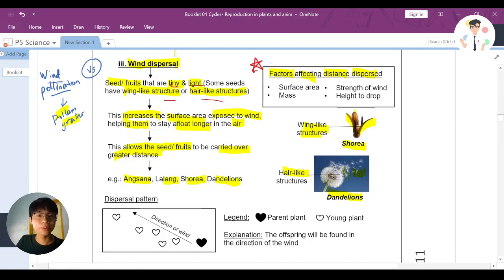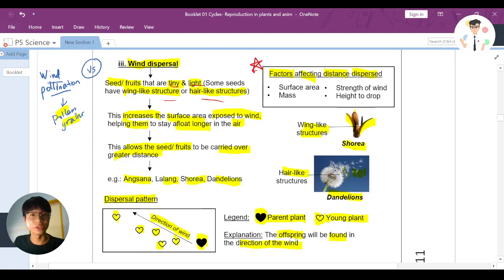Okay. The next part is to talk about the dispersal pattern. And this is similar to water dispersal. You always go in the direction of, just now the one was current, this one is wind. So as you can see, the shaded heart shape here, the parent plant is here, and the young plant again is following the direction of the wind and just blows like this. Okay, I think it's kind of obvious and simple to understand. The young plants will be found in the direction of the wind.